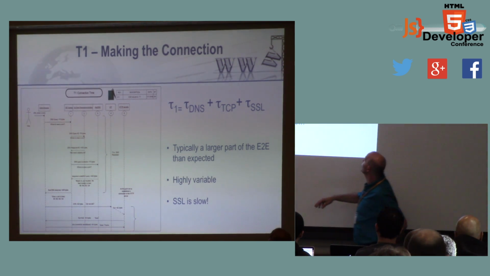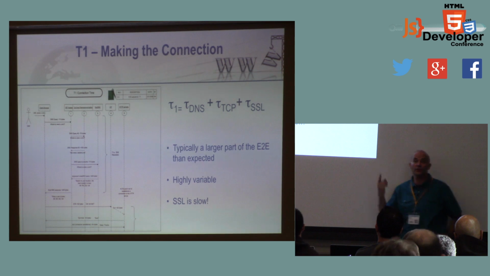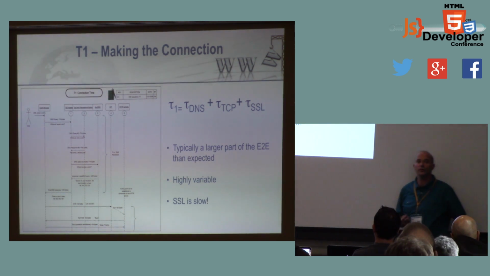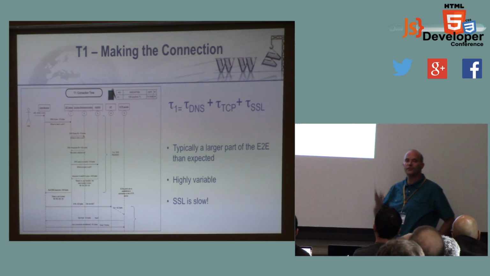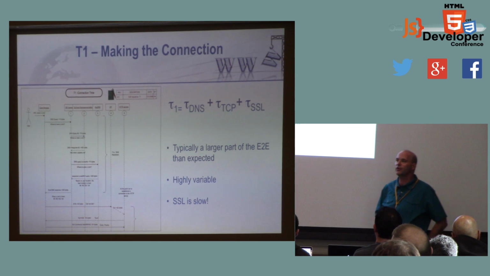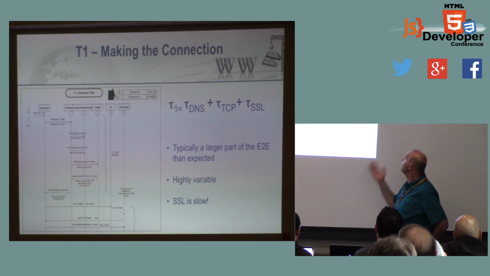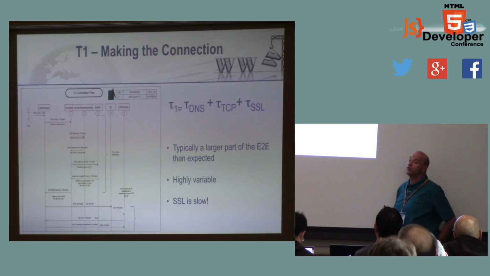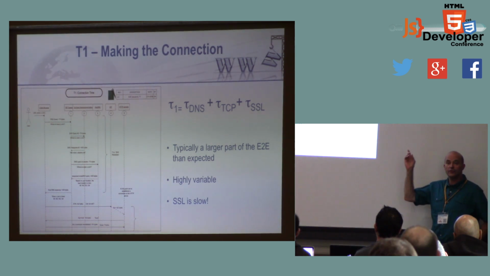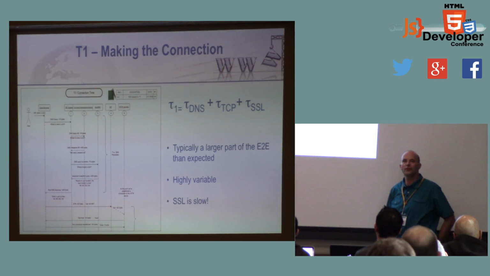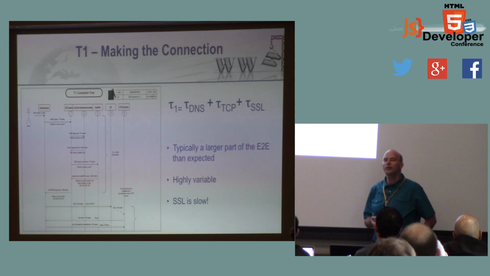So let's have a look at what actually happens. T1 is just the sum of the time it takes to do a DNS resolution, the time it takes to do a TCP handshake, and the time it takes to establish the SSL connection, which involves yet another handshake. So 3 things. If you don't need secure connections, then the SSL term here goes to 0. Very simple. If you don't use SSL, your connections will invariably go really fast unless you have a problem.